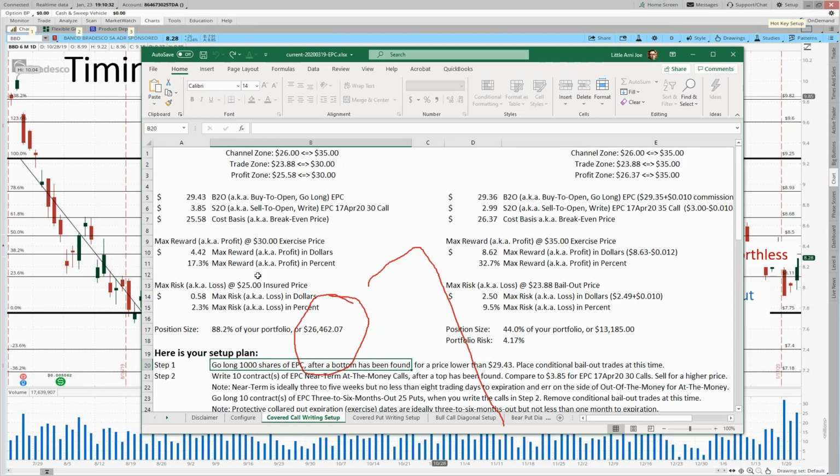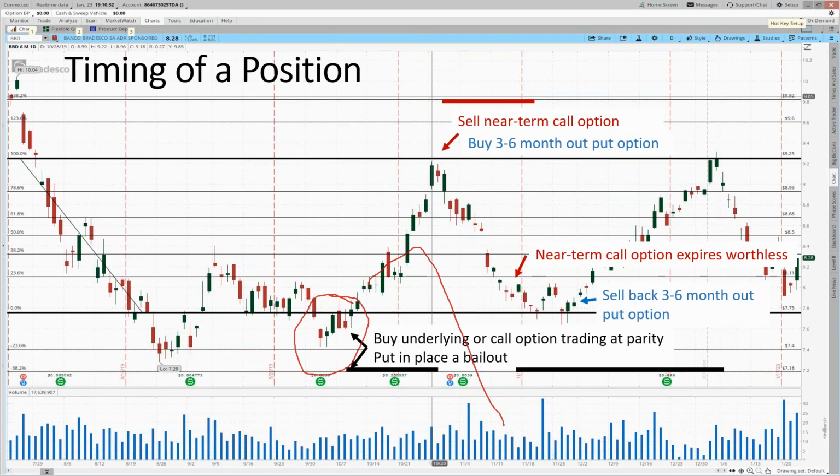EPC. And as you can see here from our planning spreadsheet, when we plan out this trade, you can see here that our trade is planned out for 17.3% max reward or 2.3% max risk. When we actually put an actual trade in there, it turns out that we set ourselves up for 32.7% gains with a 9.4% risk. But of our portfolio size, we only used 44% of our portfolio. So we wound up risking only 4% of our portfolio. So that's the worst case scenario.